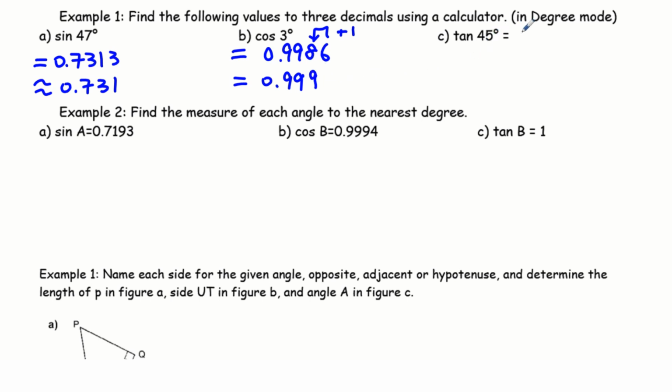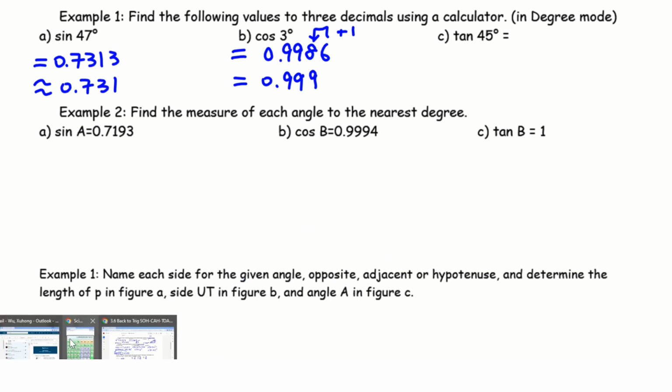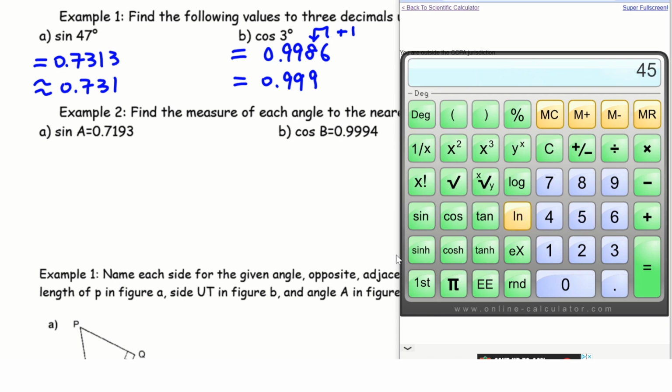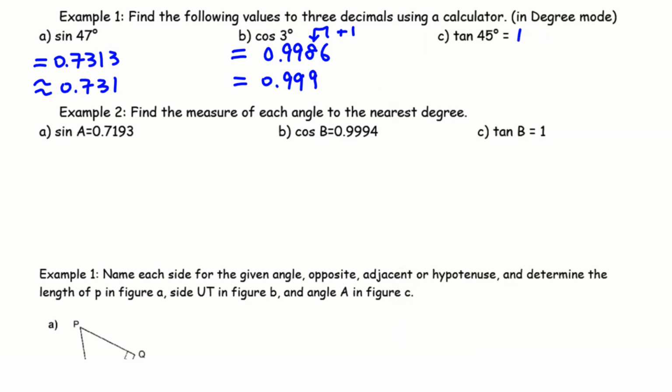And the last one, tangent 45, just now we checked it already. Always use tangent 45 to check whether your calculator is in the right mode or not. So it's just 1.000. That is done. The reason why it is 1 is because this is 45 degrees and this is an isosceles triangle. So rise over run, and the tangent is rise over run, so it's a slope. Rise over run is the same, it gave you 1.